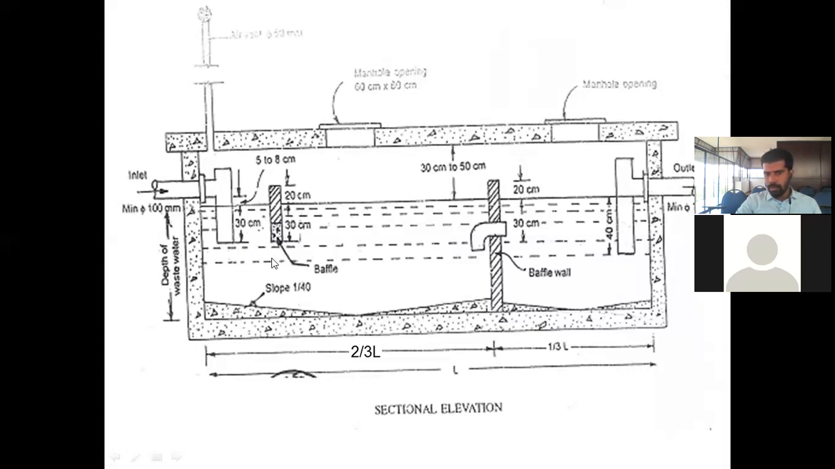So the water will be transferred to the second chamber, and the foam and all the air bubbles will be settled here. So this baffle wall will avoid or restrict the foam from entering into the second chamber. This much will be 30 centimeters. This much will be 30 centimeters.